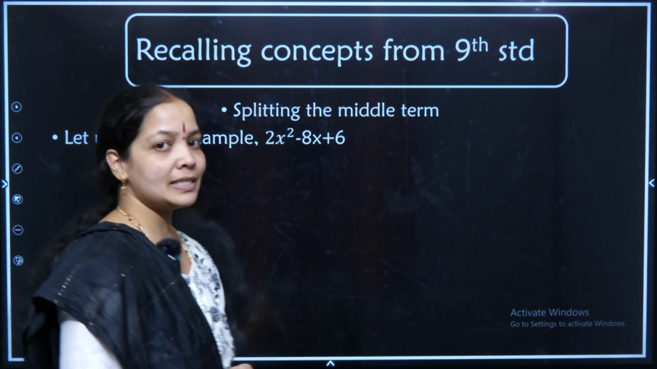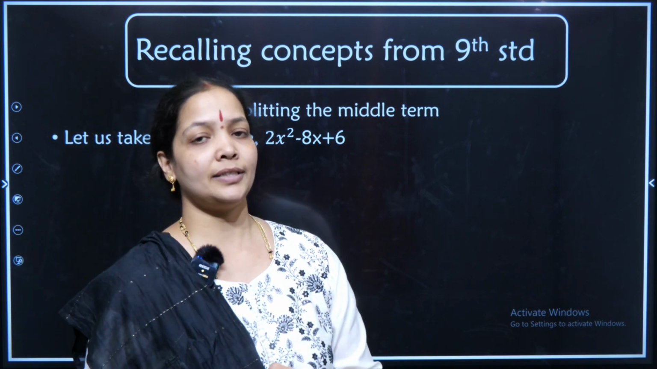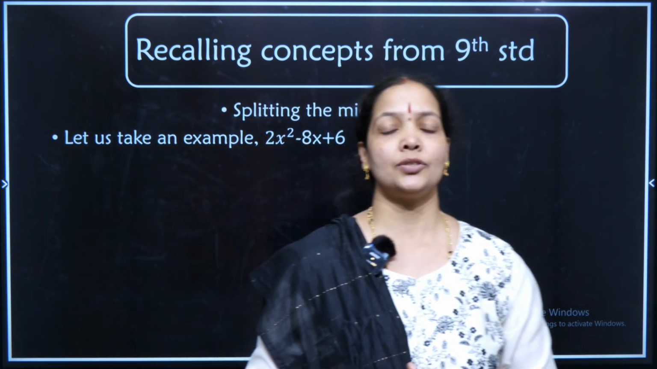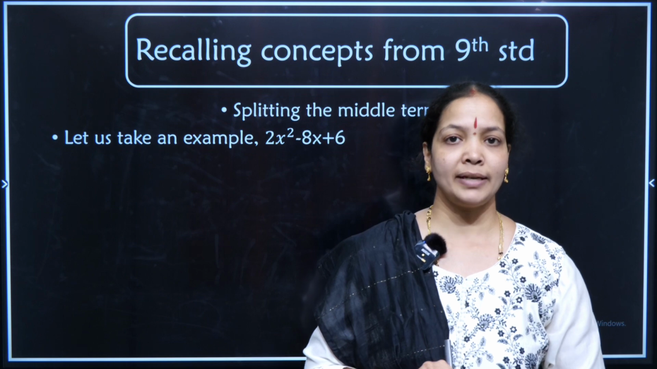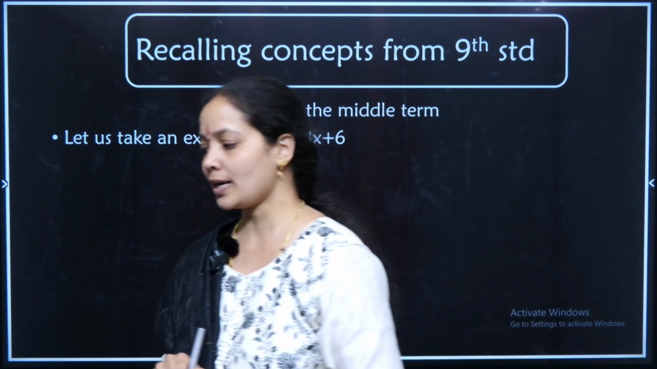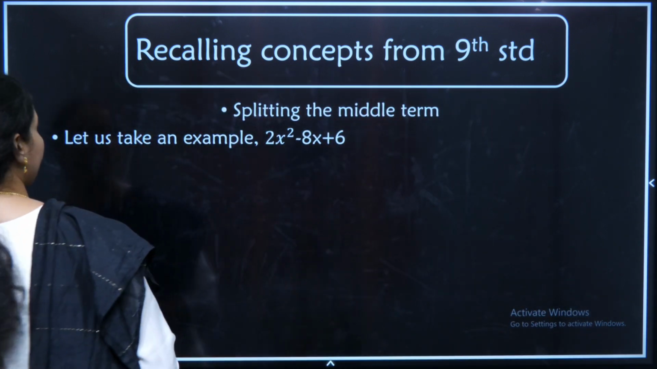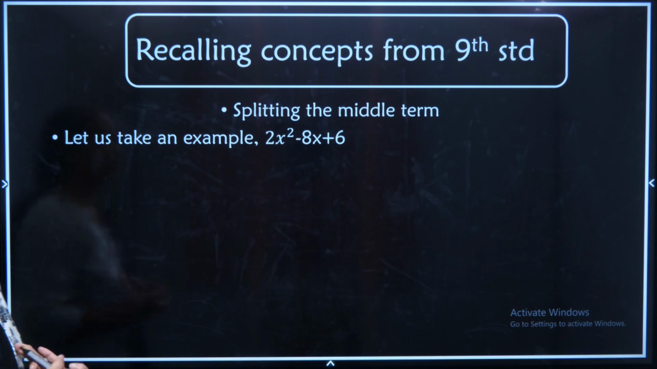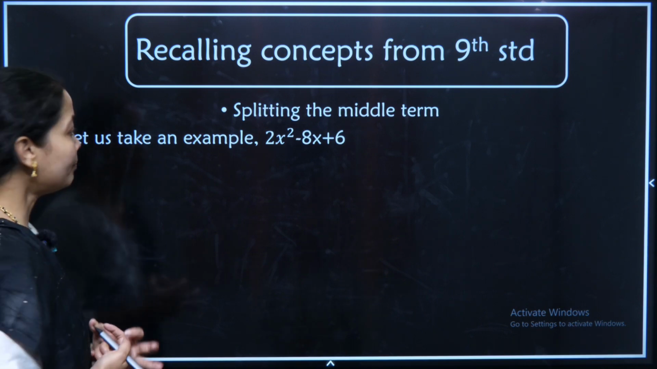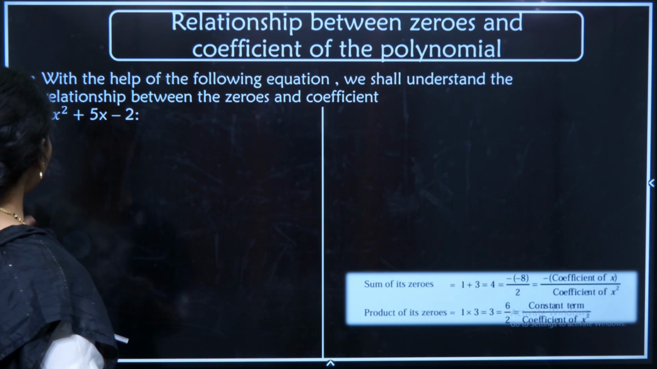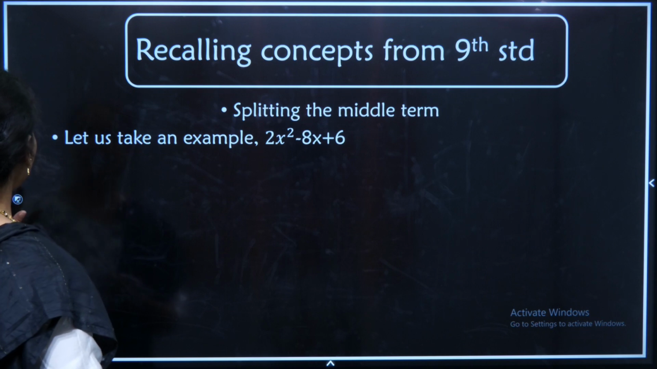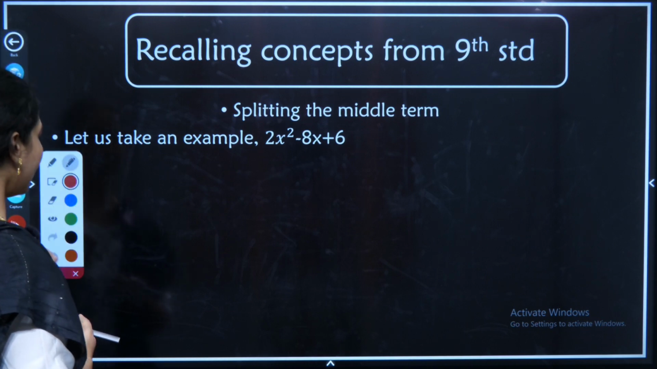maths. Maths is the mental ability for anybody to have success. Mental ability for any person to have success is maths, and let us recall the important topic of the session called splitting the middle term or factorization.